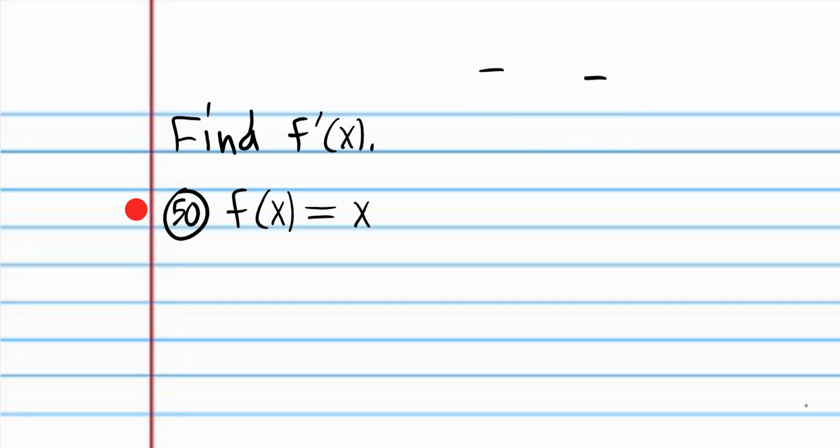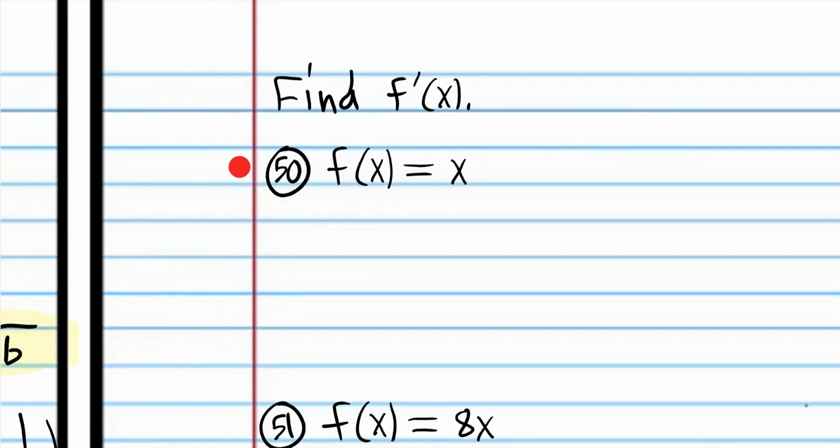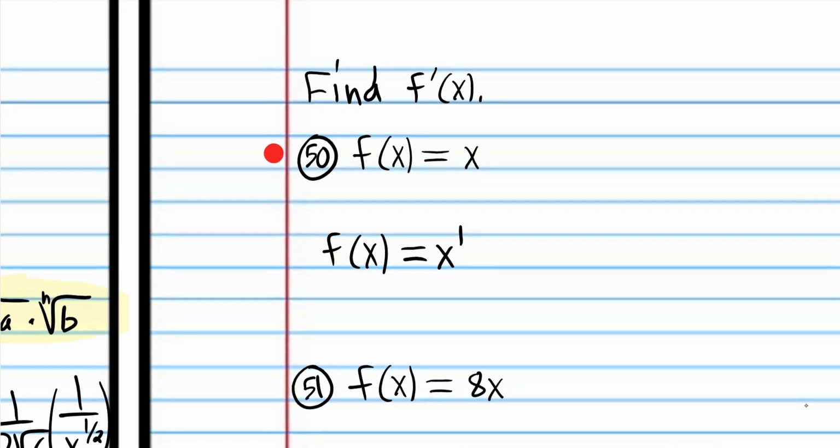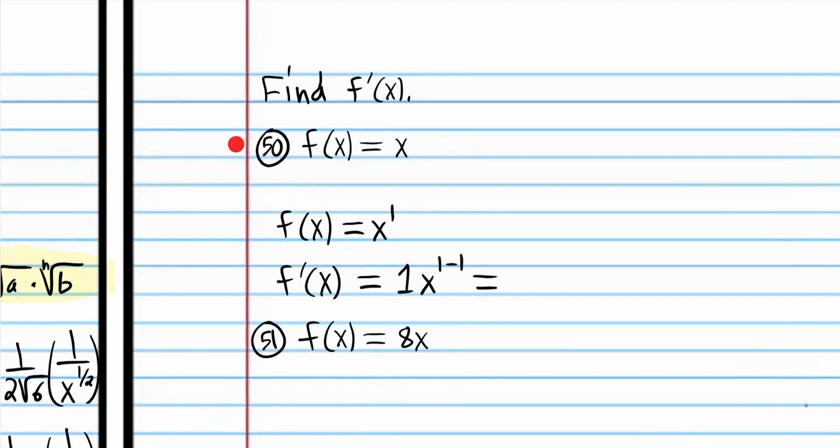So we know the derivative is 1, but can we use something to help us remember that? Well, yeah, we can use the power rule. Let's rewrite this as x to the first power using exponent rule number 6. And then if we find the derivative of that, we just bring the 1 down in front, and then we subtract 1 from the exponent, and we get 1 times x to the 0 power.